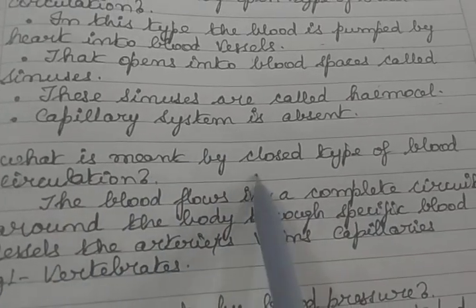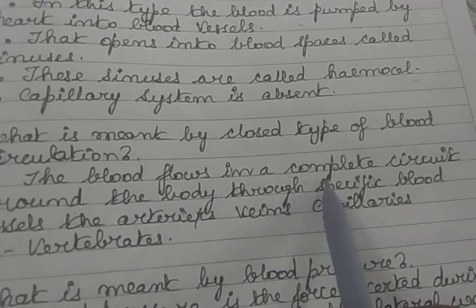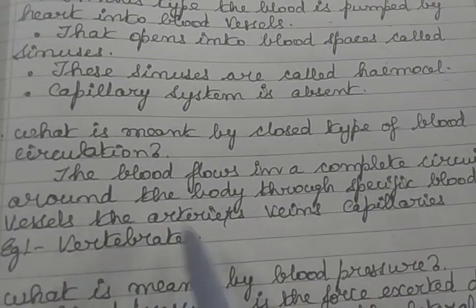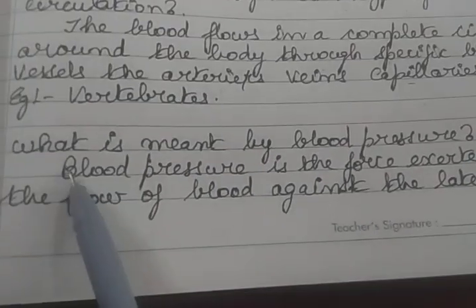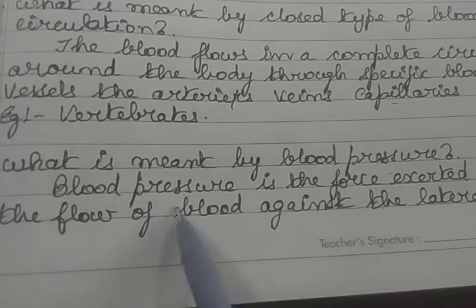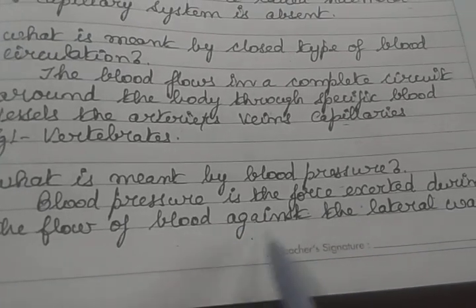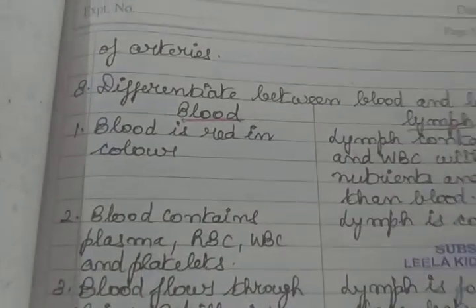What is meant by closed type of blood circulation? The blood flows in a complete circuit around the body through specific blood vessels: the arteries, veins and capillaries. Example, vertebrates. What is meant by blood pressure? Blood pressure is the force exerted during the flow of blood against the lateral walls of arteries.